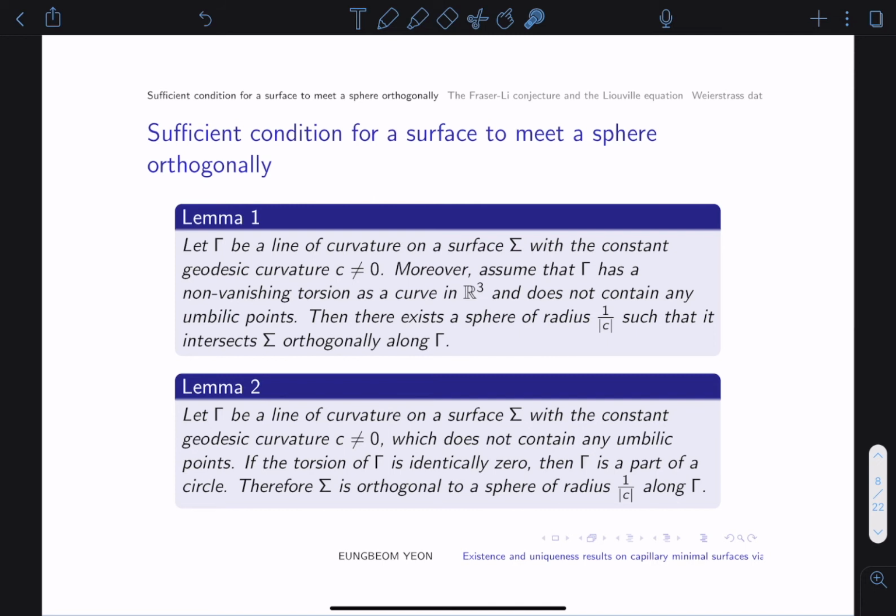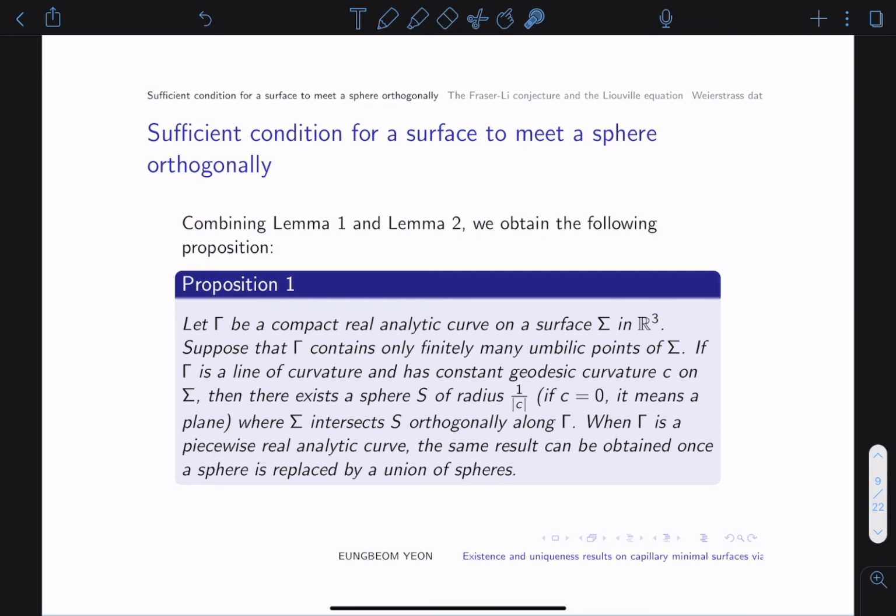After these lemmas, we get this proposition. This proposition tells us that the two conditions, gamma being a line of curvature and gamma having constant geodesic curvature, imply that the surface must meet a certain sphere orthogonally. Maybe we imposed some conditions such as gamma should be real analytic and gamma having finitely many oblique points, but we are mainly talking about minimal surfaces anyway, so they obviously satisfy those conditions if gamma lies in the interior of the surface. So we were able to get this proposition.